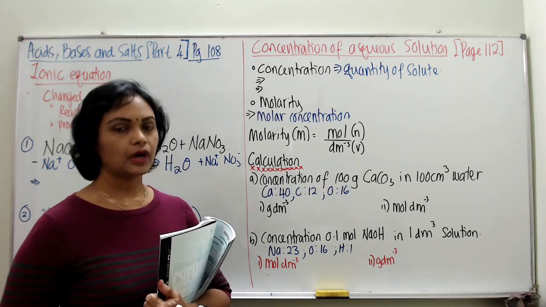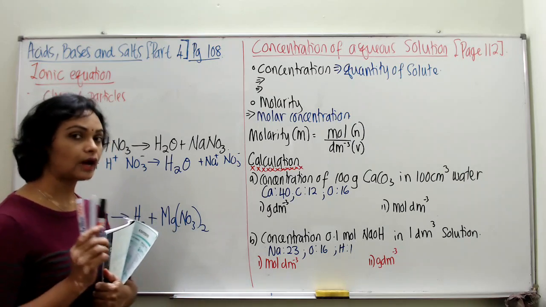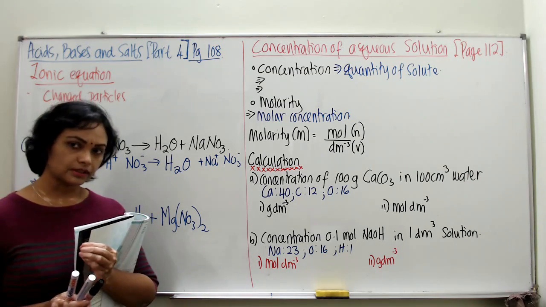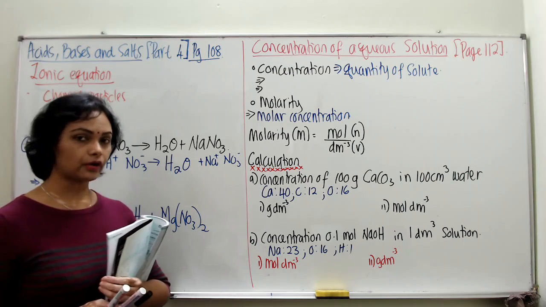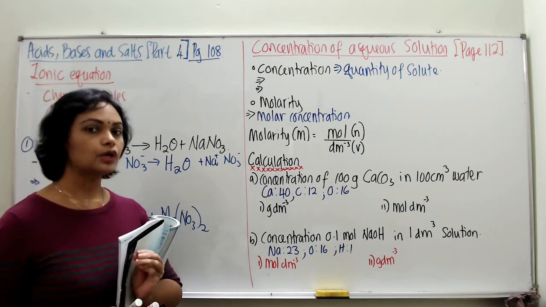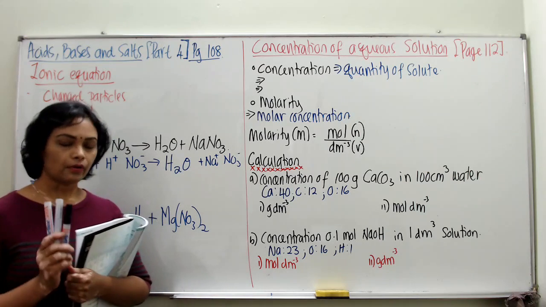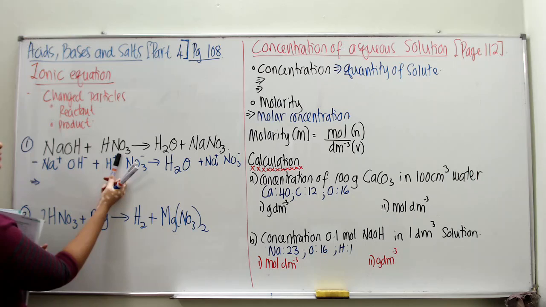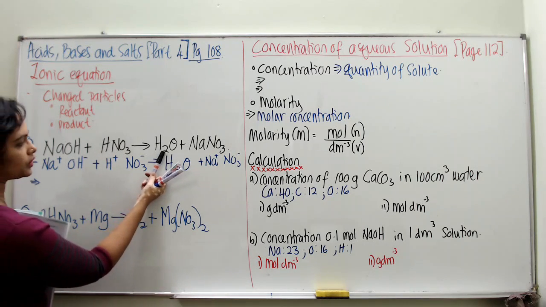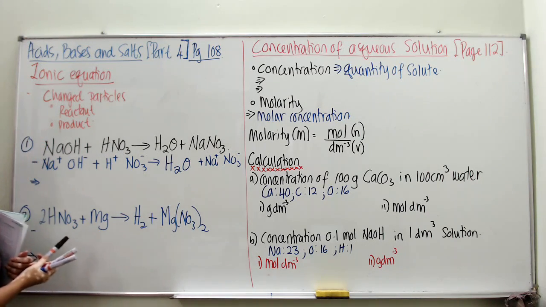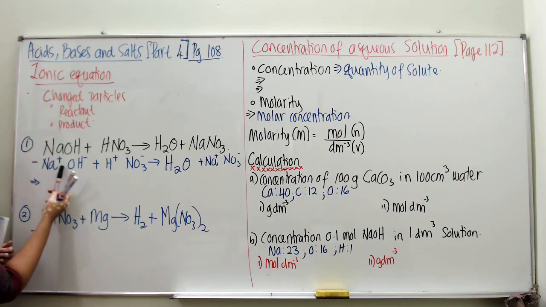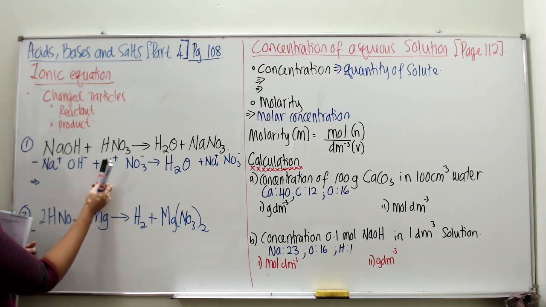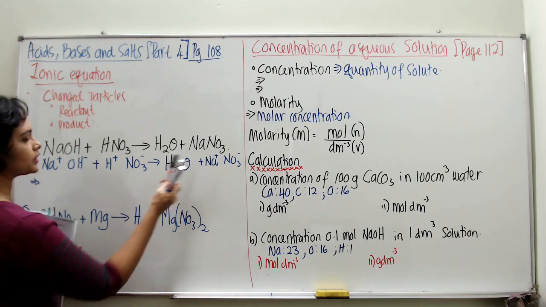Okay, so I give you two examples on how to write ionic equation. Why? Because after this, the knowledge of how to write ionic equation will be very useful throughout the other chapters. Alright, so please have a look at this. Sodium hydroxide reacted with nitric acid to produce water and sodium nitrate. Now I have written separately the reactants and also the products.